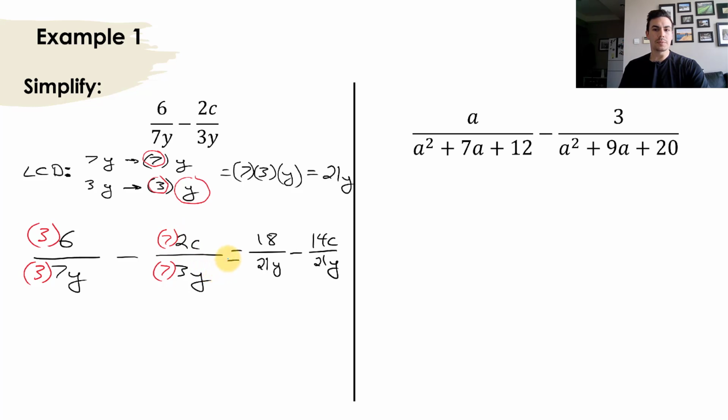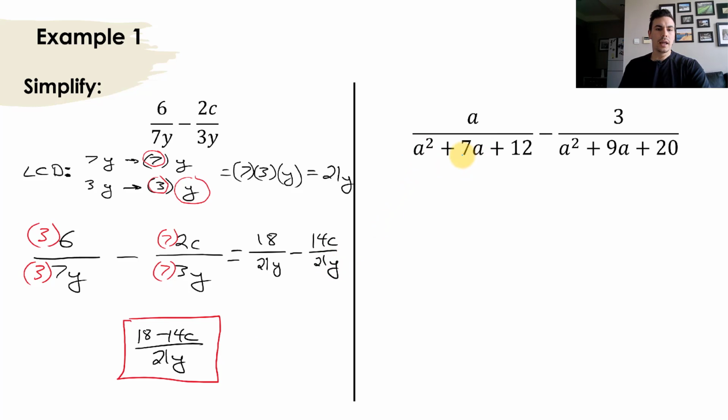And now I can express both of these terms as 18 over 21y and 14c over 21y. Now we can combine our numerators over one single denominator, and we would get 18 minus 14c all over 21y.